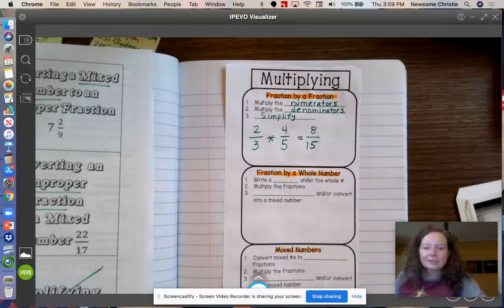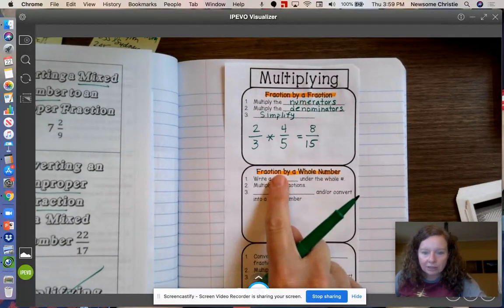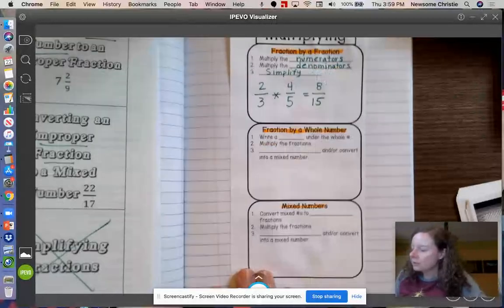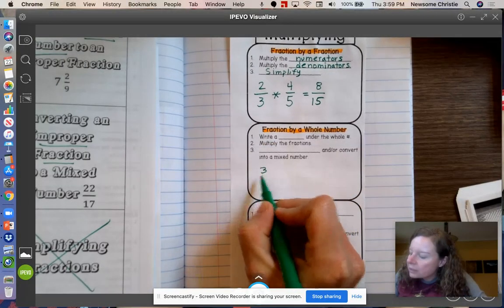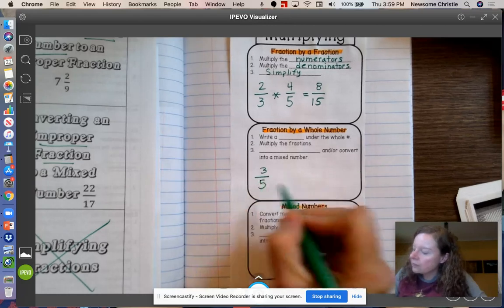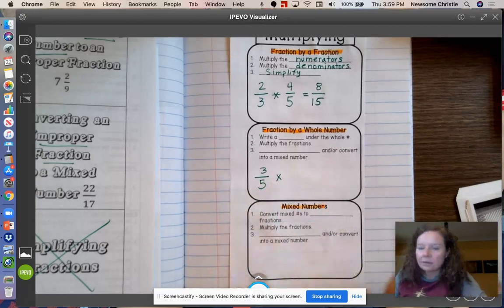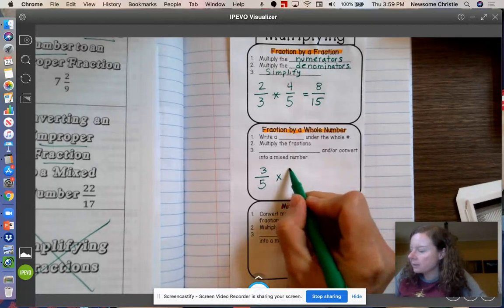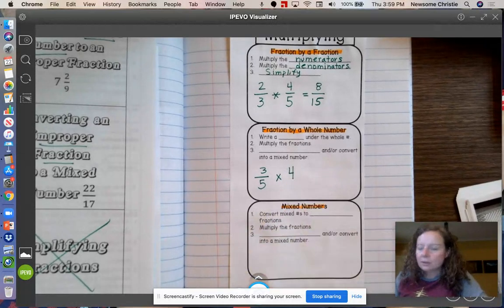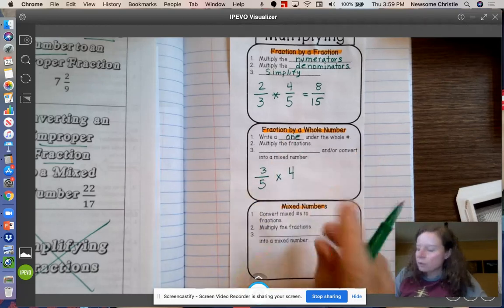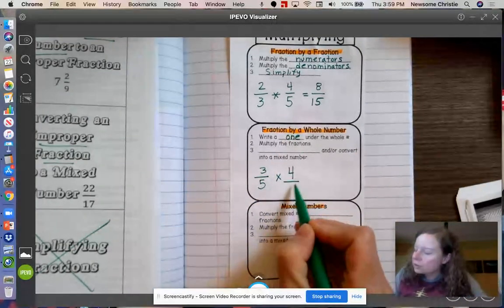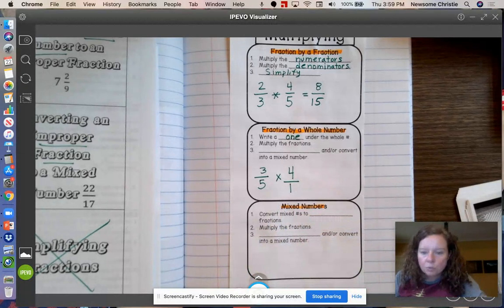Okay? Let's go ahead and look at what happens when we have a fraction times a whole number. So let's say we were going to do 3/5 times, and we need a whole number. Let's say we were going to multiply it times 4. Okay? So the first thing we do is we write a 1 under the whole number. We want this whole number to look like a fraction. So we put a 1 under it. Now that's an improper fraction, but it still is a fraction that represents 4.